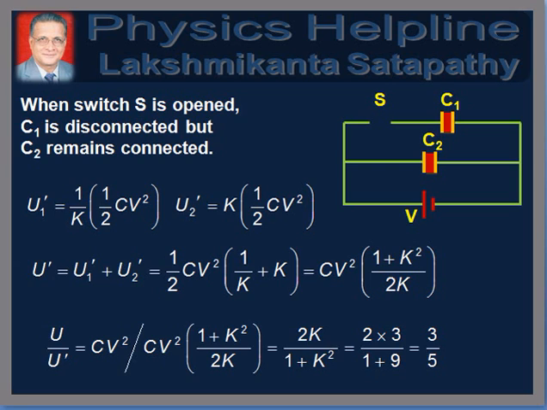which implies that the total energy stored in the combination will be U' = U1' + U2' = 1/2 CV² (1/K + K) = CV² (1 + K²)/2K. Hence, the required ratio is U/U' = CV² / [CV² (1 + K²)/2K] = 2K/(1 + K²). It is given in the question that K = 3. Therefore, we have U/U' = 2 × 3/(1 + 9) = 3/5. This is our answer to the question.